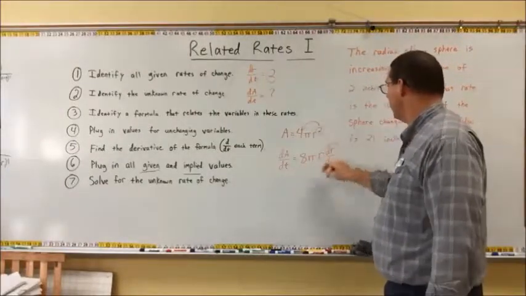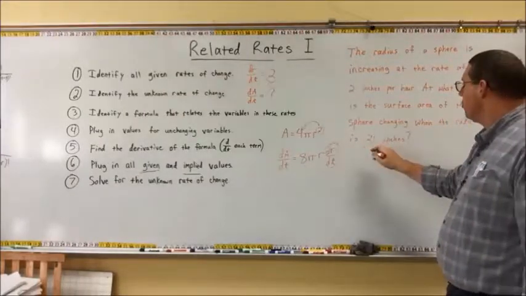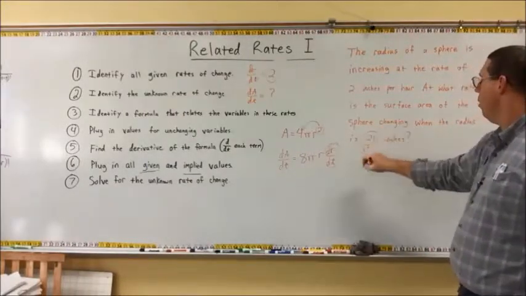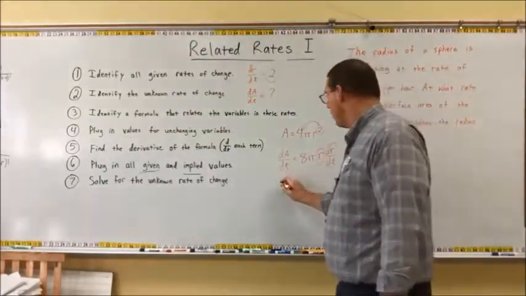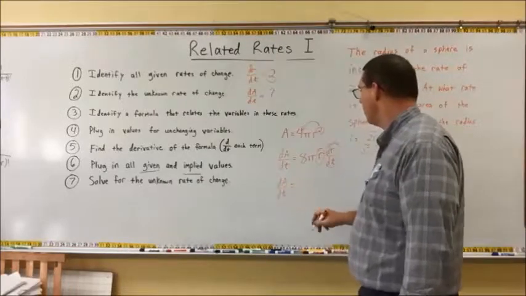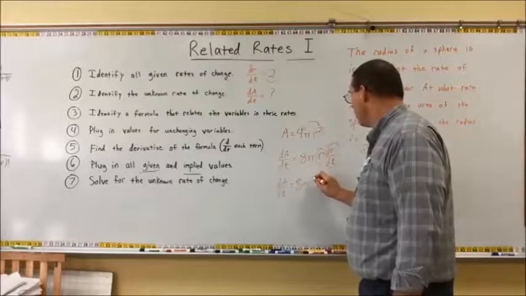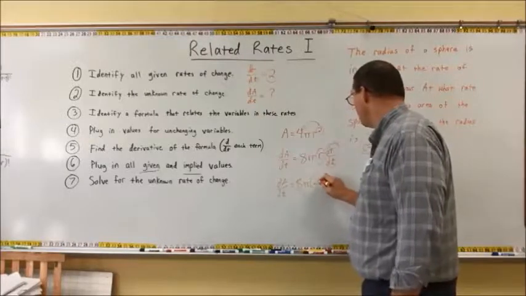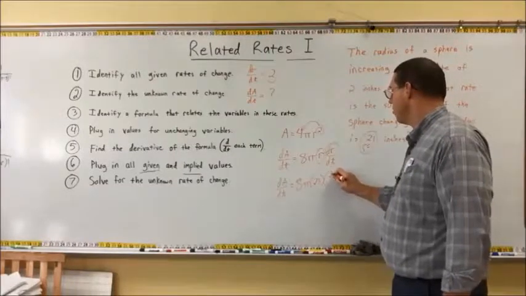So we're going to put that here. And then the question says when the radius is 21, when r equals 21. So we're going to put a 21 right in there and then solve. So the rate of change, dA/dt, the rate of change in the surface area of the sphere, is equal to 8 pi times the radius, in this case 21, times the rate of change in the radius, which in this case is 2.